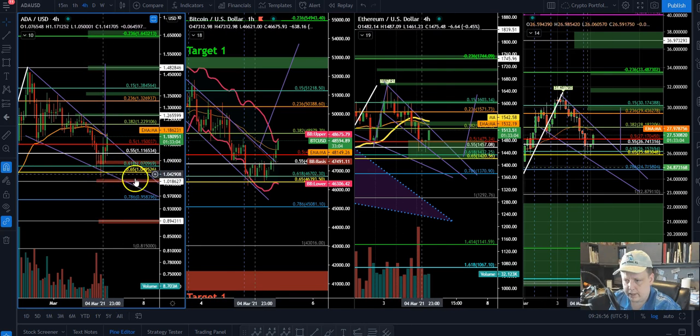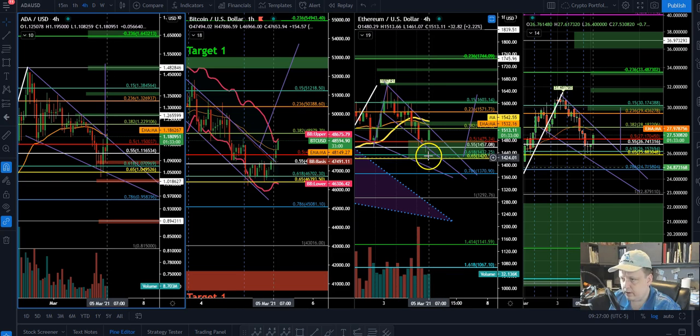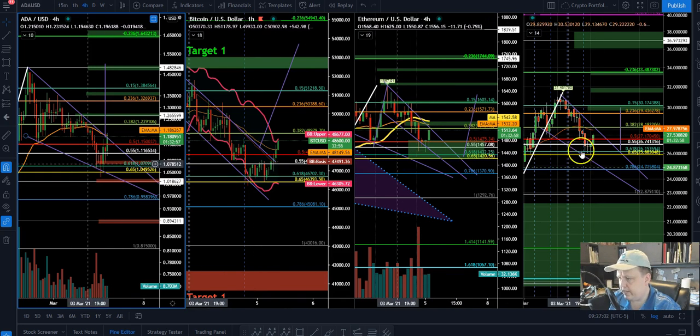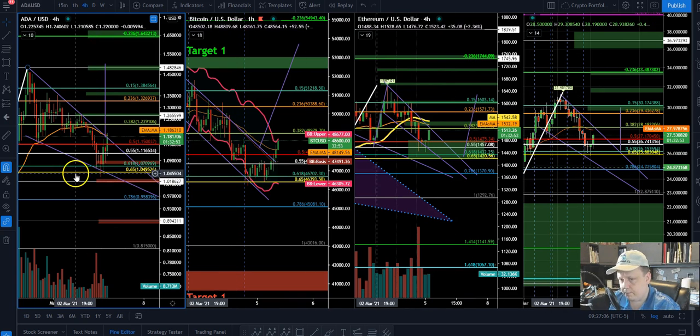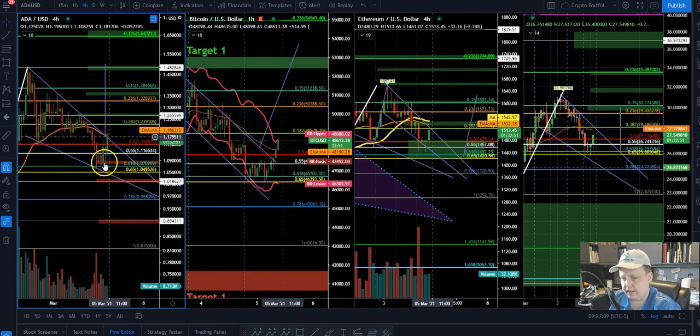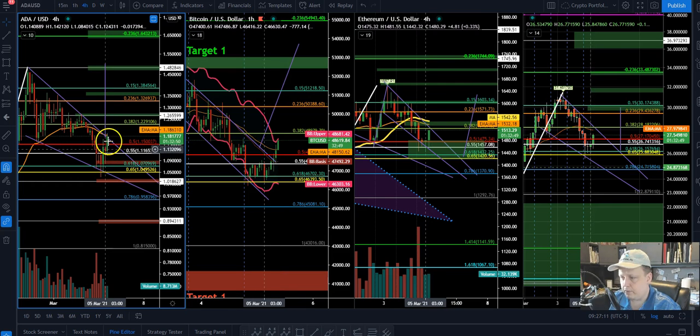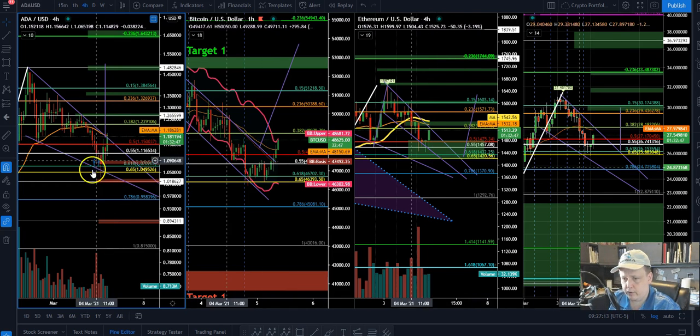Probably because they're all hitting the 0.618, 0.65, except for Ethereum. They're all kind of hitting that lower bound area. So they're all kind of primed to pump and push up off of that level. A lot of people watch that level. A lot of people trade that level.